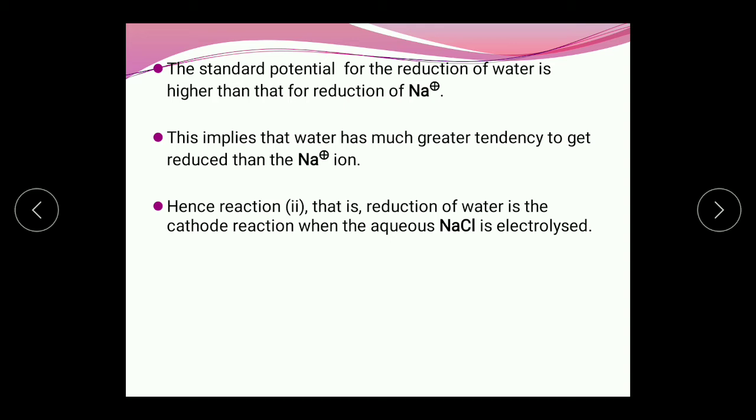Now, the second half reaction is oxidation. What happens when oxidation takes place at the anode? Now at the anode, as usual, it has a positive charge. So Cl- ions will migrate towards the anode and they will be oxidized by removal of electrons at the anode. But again, here also oxidation of water is another reaction taking place at the anode.